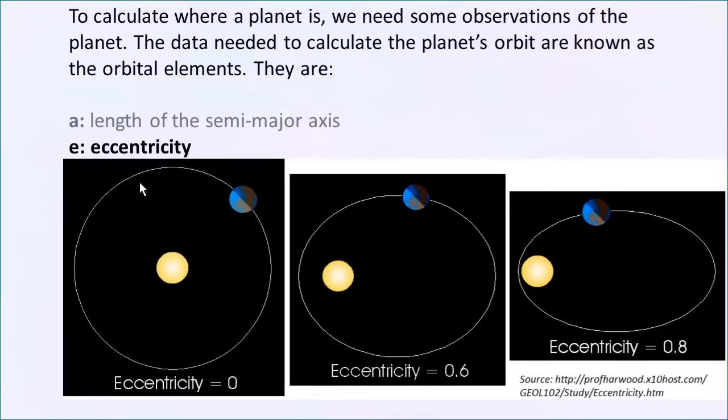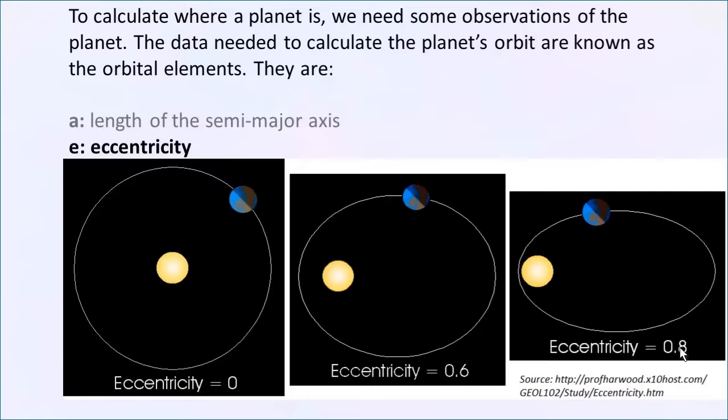So that would be a perfectly round orbit. In the middle, we see an elliptical shape, and you see that the eccentricity value gets bigger the more elliptical, the skinnier and longer that ellipse is. And of course, there's a mathematical formula that determines what that value is. What we want to learn first is the concepts.